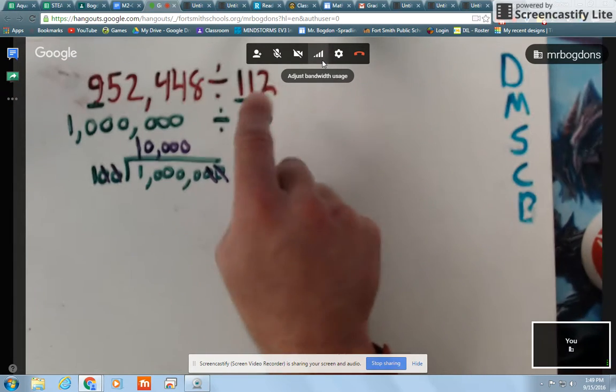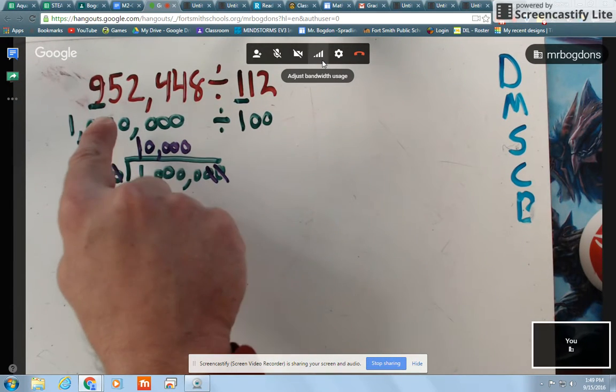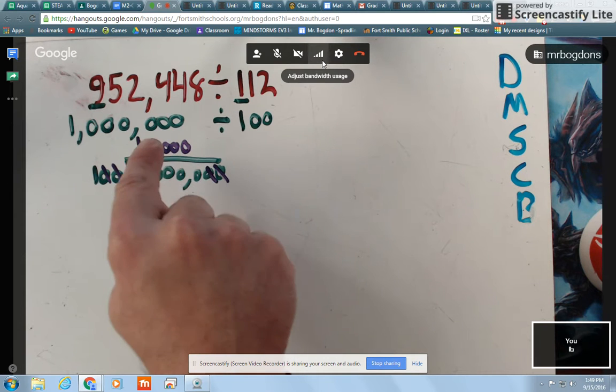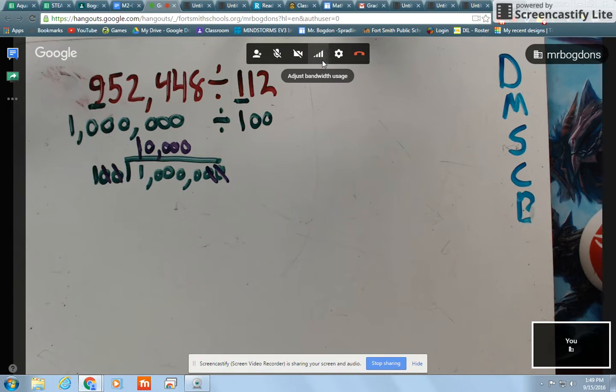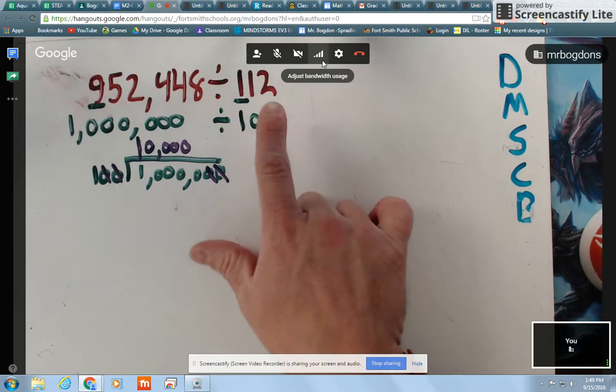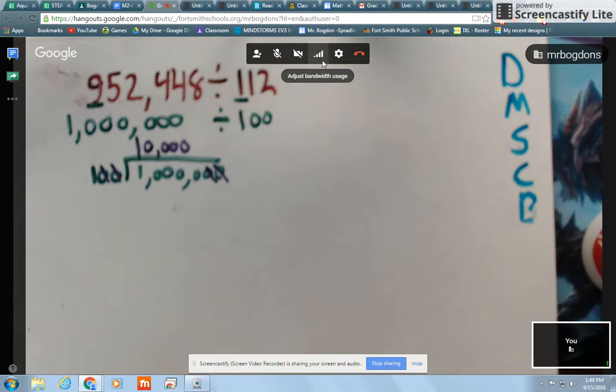So my estimate is that 112 will go into 952,448 about 10,000 times. That makes sense. These are big numbers, so it's going to go in plenty of times. I'm going to have plenty of divisions. I can make a quick multiplication tower of 112.